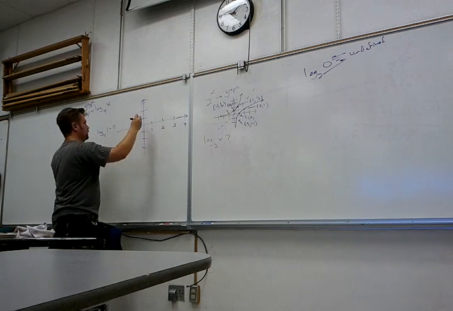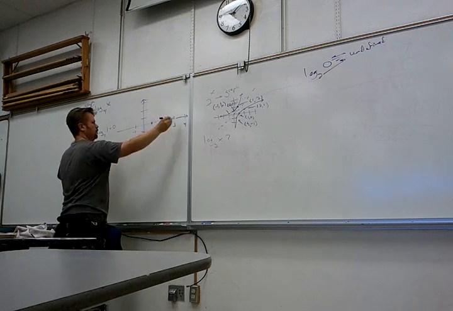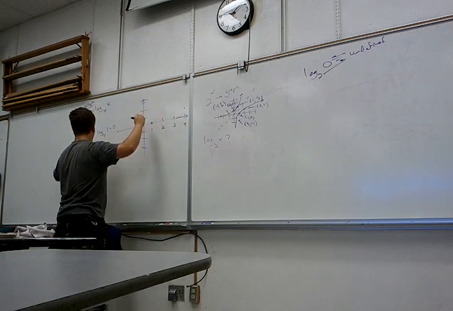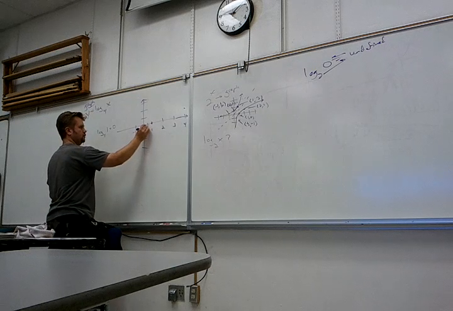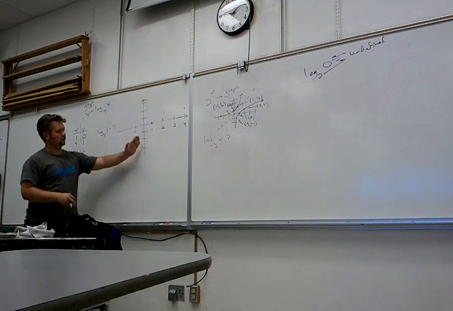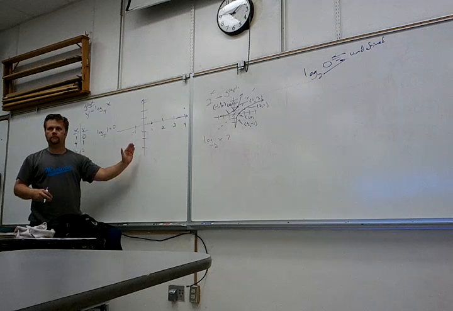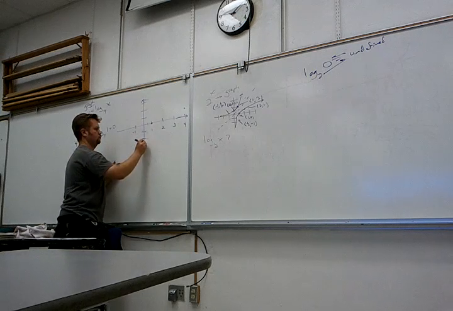So at 1, it was 0. At 4, it's 1. At 1/4, it's negative 1. So here's a 1/4 in, negative 1. 1/16 is negative 2. That's just kind of reinforcing the idea there's an asymptote there. So here's what it looks like.